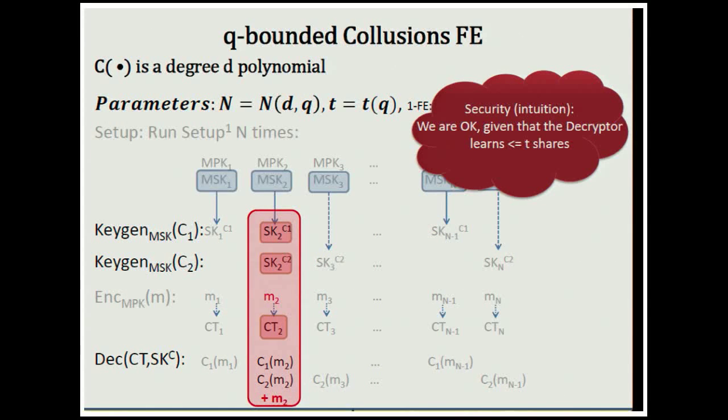However, what did I do here? Well, I did something illegal. In particular, I ran the one-query function encryption on the same master secret key. And this can no longer be secure. So therefore, in the worst case, I'm going to assume the decryptor fully recovers the share M2. Okay. However, remember that we secret shared M using a degree T polynomial. So therefore, assuming that the decryptor learns at most T shares, information theoretically, he learns nothing about the message M.